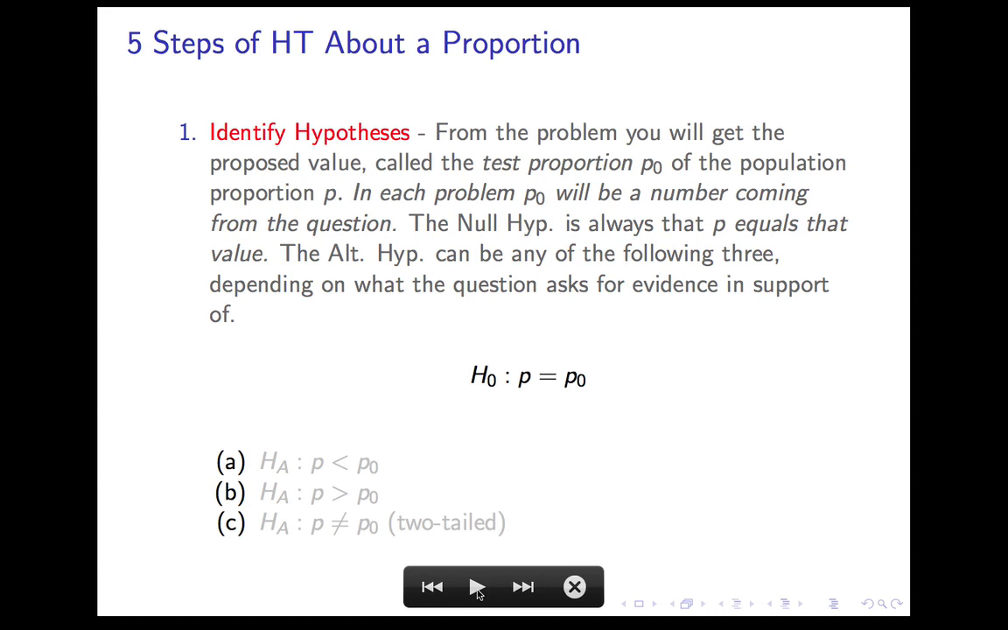And here, a word about notation. In a specific problem, p naught will be a number. So the null hypothesis, when you do a problem, will always look like the statement p equals some number. P itself is always an unknown. It's always the thing we don't know. So it's always referred to by a variable. P naught in a specific problem is a specific number. So the null hypothesis is always p equals some number, and the alternate hypotheses could always be p is less than, greater than, or different from some number. The first two are called one-tailed alternatives, and the last one is called two-tailed alternatives. You'll see why in a moment.